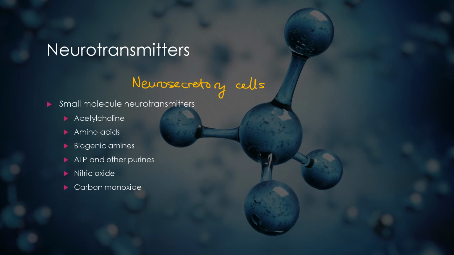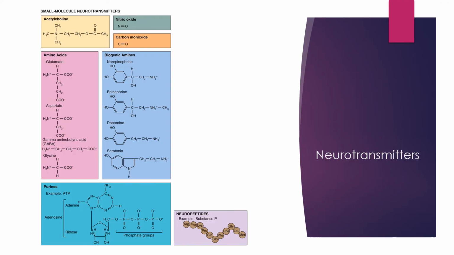So here are some small molecule neurotransmitters that we're briefly going to go over. Some neurotransmitters that we know of are acetylcholine, amino acids, biogenic amines, ATP, and some other purines can also act as neurotransmitters, as well as nitric oxide and carbon monoxide. So here are some of the most common neurotransmitters. First one we have here is acetylcholine. This is probably the best studied neurotransmitter, and it's released by many peripheral nervous system neurons and some central nervous system neurons.